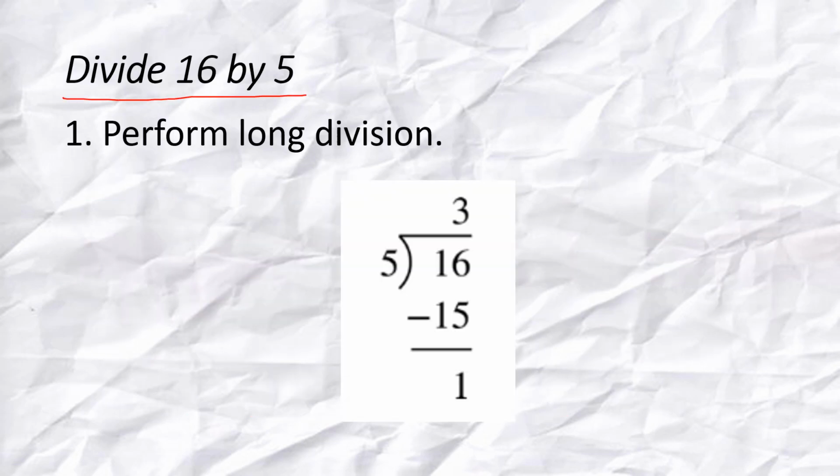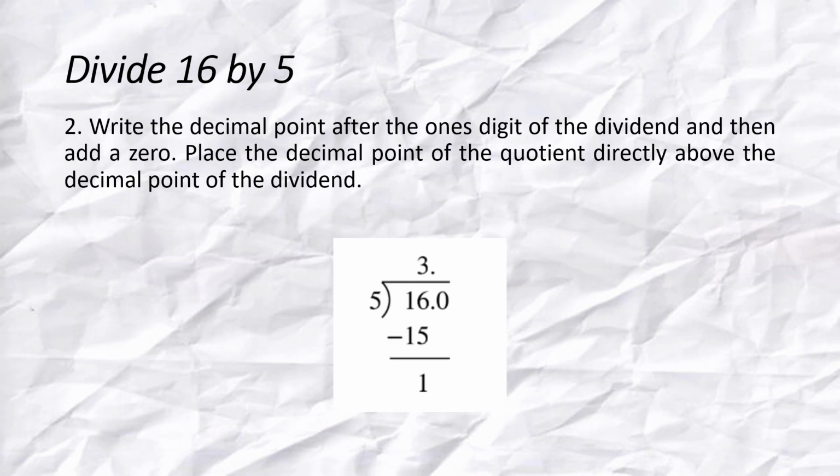Divide 16 by 5. So as you can see here, if we divide 16 by 5 using long division, it will be like this. 16 divided by 5 is 3. 3 times 5 is 15. 16 minus 15 is 1. So there is still a remainder. So we can now apply the rule that I discussed a while ago. In this case, write the decimal point after the ones digit, which is your 3.